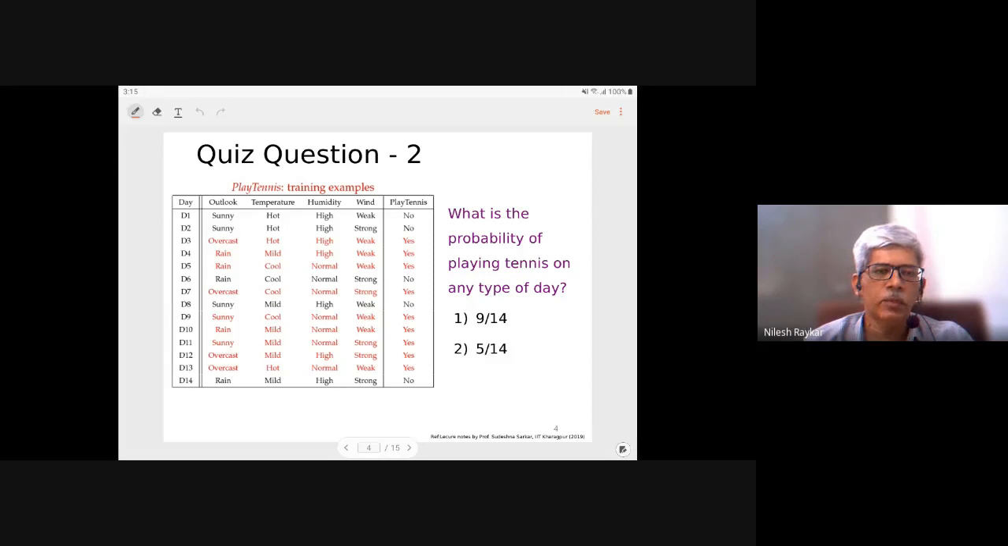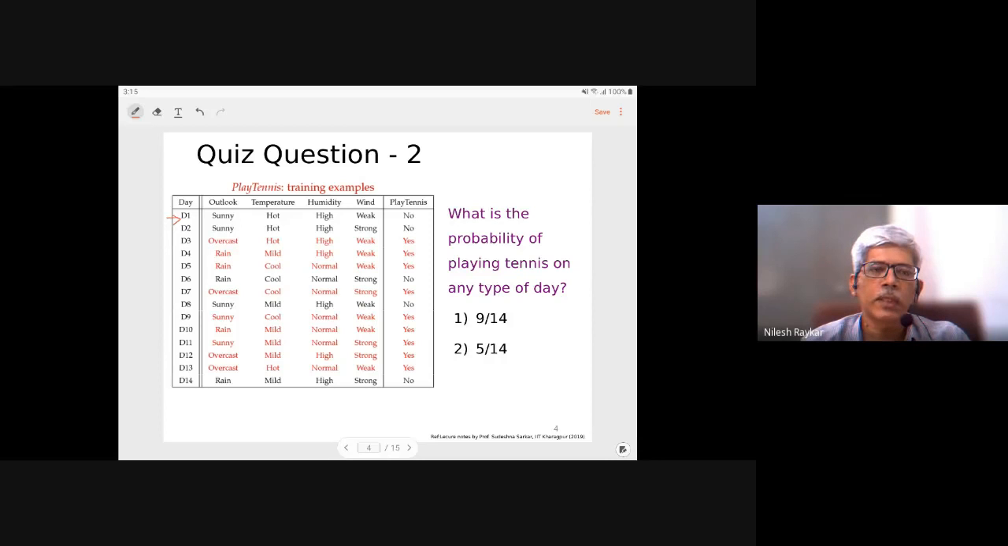We'll be discussing this problem in detail, but at present we are taking a simple case. To develop the model, we need to do some calculations. Here you have 14 samples or 14 observations for different types of days. Each row represents a type of day. D1 is sunny, hot, with high humidity and weak wind, and it is observed that on such a day tennis is not played, and so on. So all 14 days of data are available to you.